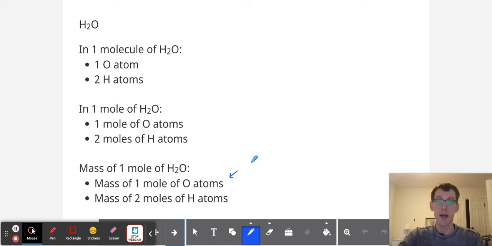So the mole of oxygen atoms weighs 16.00 grams, and the 2 moles of H atoms, they weigh, let's say, 2 times 1.01 grams. And if I add these together, 2.02 plus 16.00 gives us 18.02 grams of water for every mole of water. That would be known as the molar mass of water. And this is just taking the atomic mass of oxygen and the atomic mass of hydrogen, multiplying hydrogen's atomic mass by 2, since there are 2 hydrogens per water, and then just adding those together.